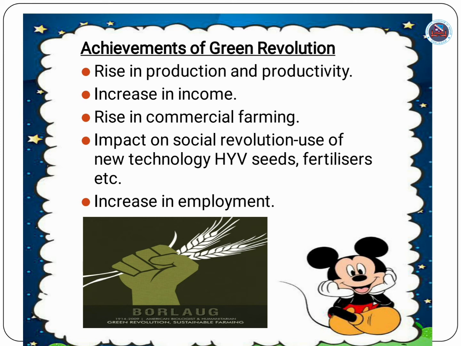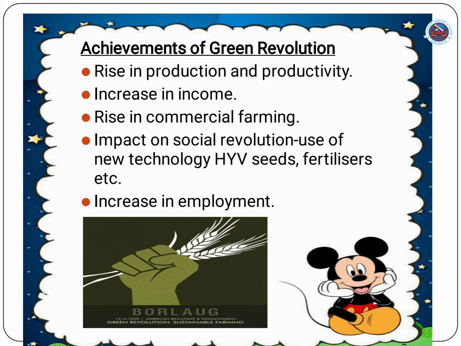Rise in production and productivity refers to a large increase in the production of food grains resulting from the use of high yielding varieties of seeds, especially in the field of wheat and rice. The second achievement is increase in income. Now, the farmers' income has also increased, double to what they have earned earlier.